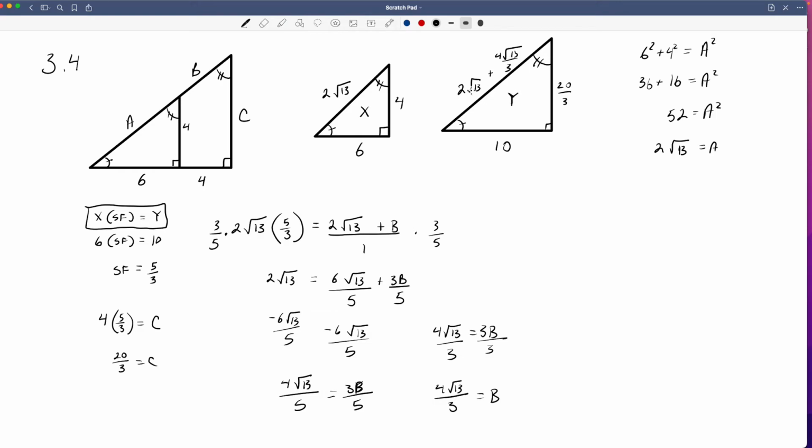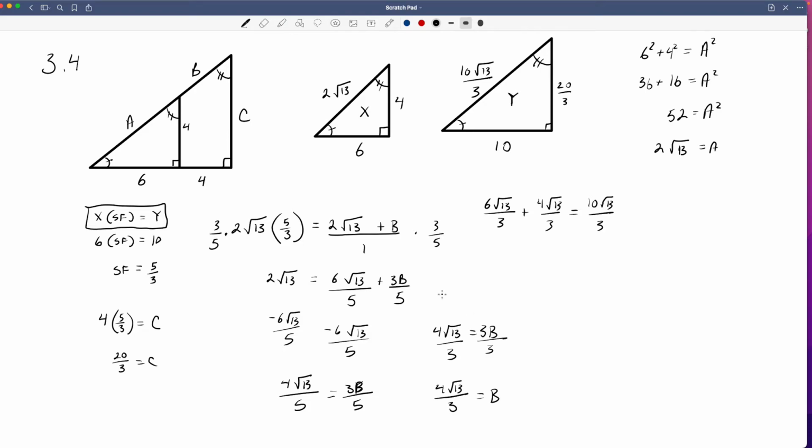Now I want to put these together. I want to add them up. So I'm going to say 2 times 3, that's 6 times the square root of 13 over 3, because that'd be a whole number 2, plus 4 times the square root of 13 over 3 is equal to 10 times the square root of 13 over 3. And that is the value here for this side. 10 times the square root of 13 over 3. That is the length there.